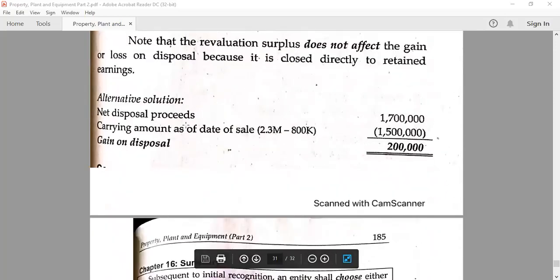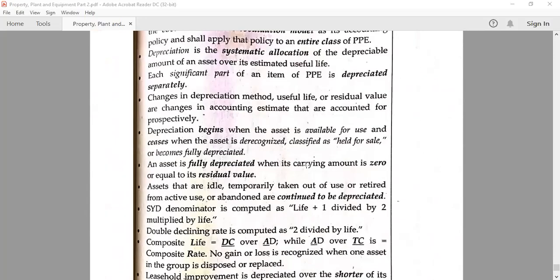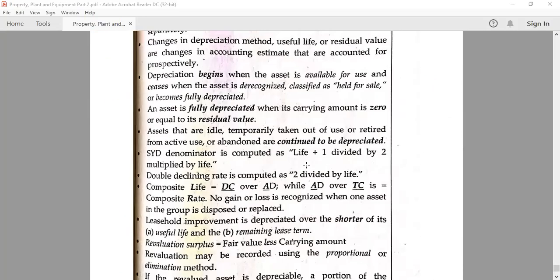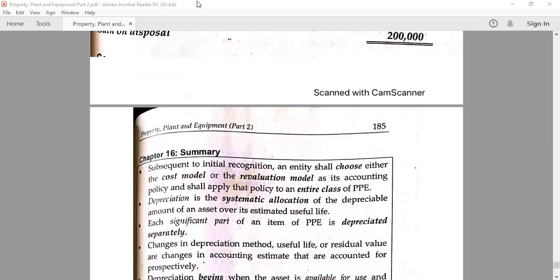Okay, so here is our alternative solution, which I liked much better, since if the resulting amount is positive, that's gain. If negative, that is loss. And here is our summary. All right, so that's it.